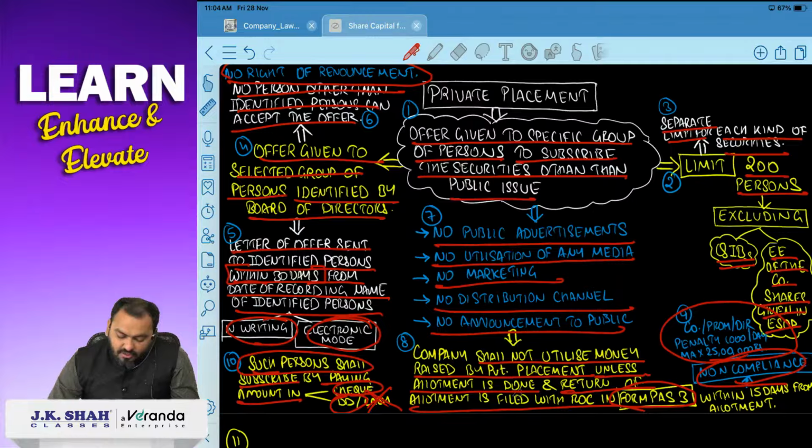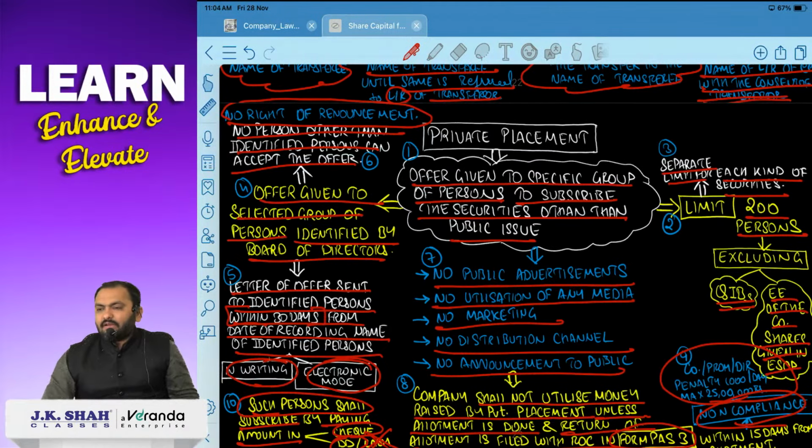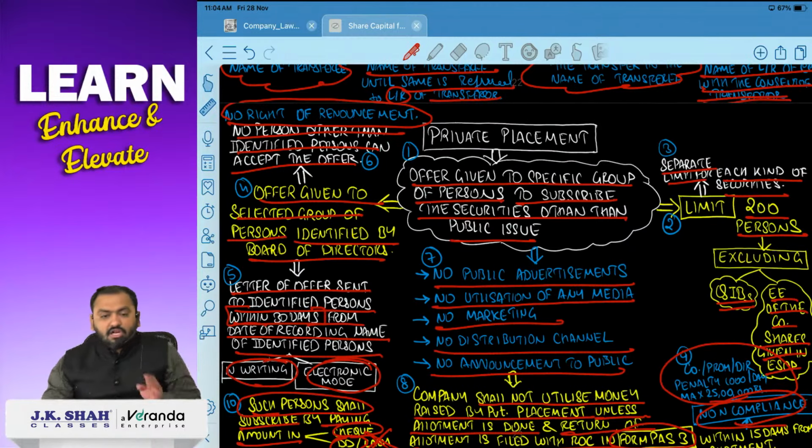Okay, then point number 6, here no person other than the identified person can accept the offer. Offer can be accepted by the identified person only, and here such people don't have the right to renounce. Then next is point number 7. No public advertisements, no public announcements, no marketing for raising this kind of money because it is a private placement.